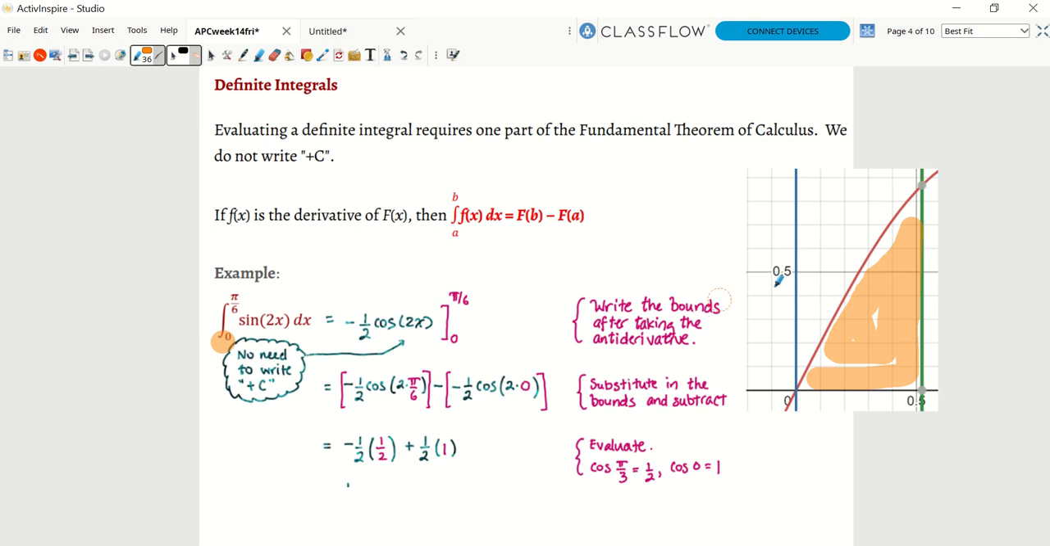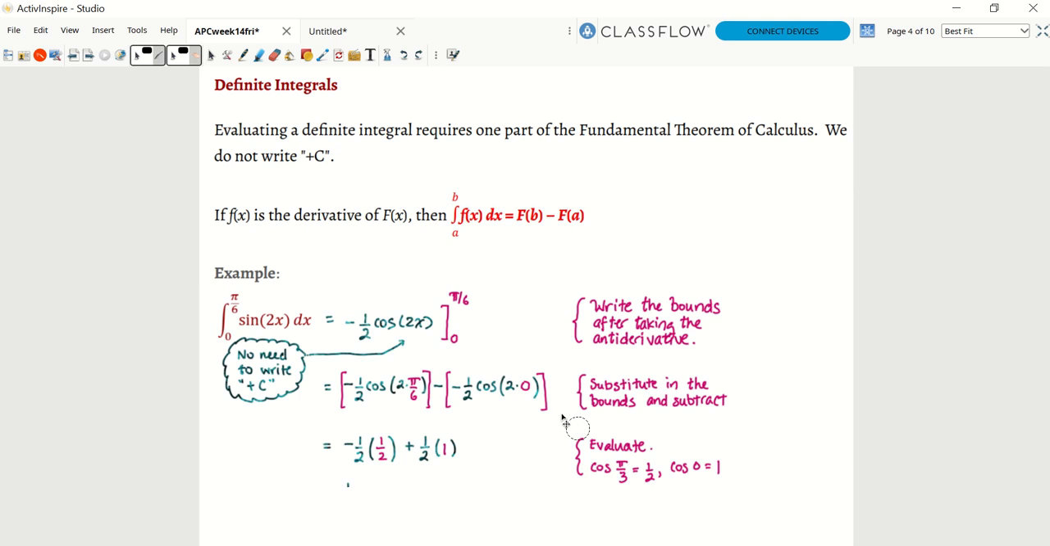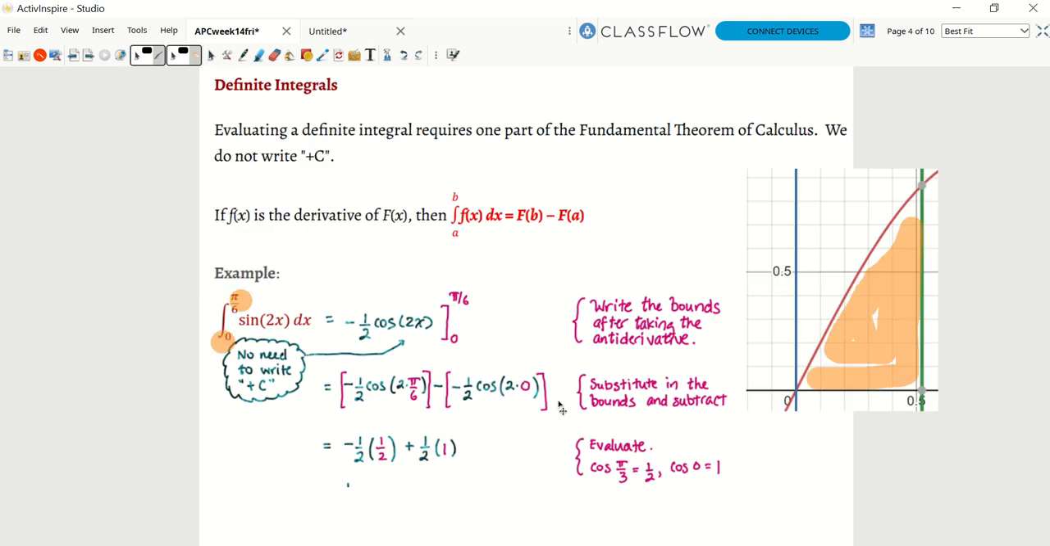And this is the 0, the blue line. The pi over 6 is the green line, okay? So the way we find that area is to simply take the antiderivative of this, which is that, okay? And then you plug in pi over 6 into x, and you get this. And then you plug in 0 into x, and you get that, and subtract.